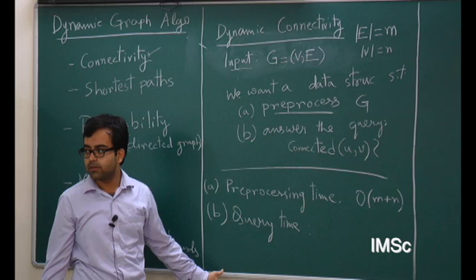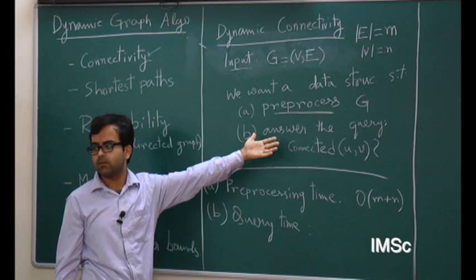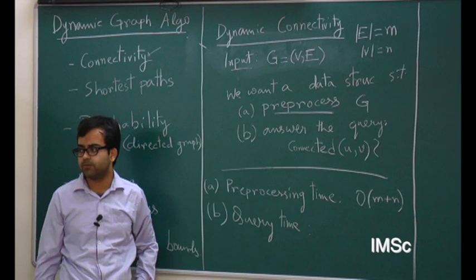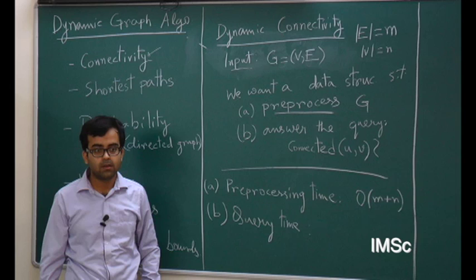Constant time, right? What is the query? You are just given a pair of nodes, tell me whether they belong to the same component. Can't you answer this in constant time? I mean, you can just put a marker on each node, which component it belongs to, and just check if the two markers are the same. There could be n components, right?